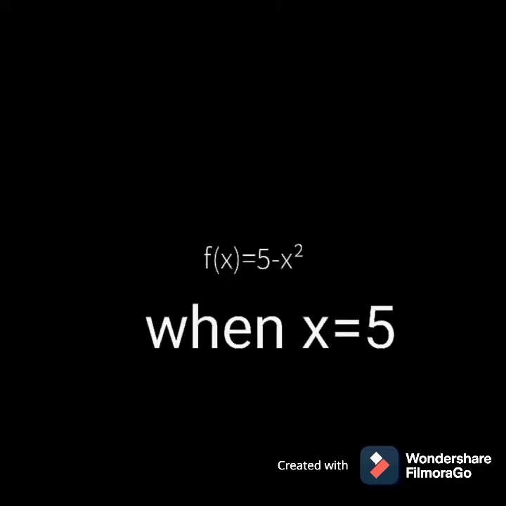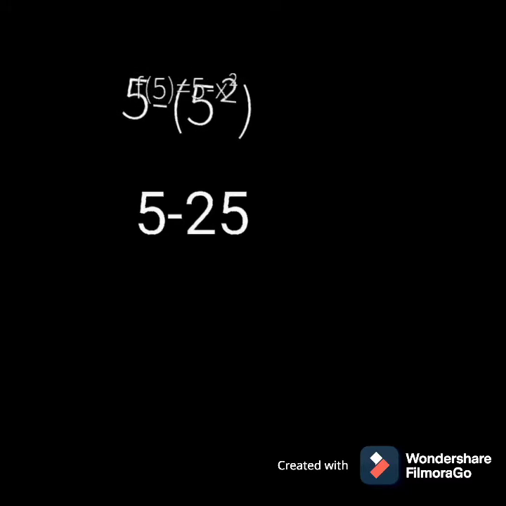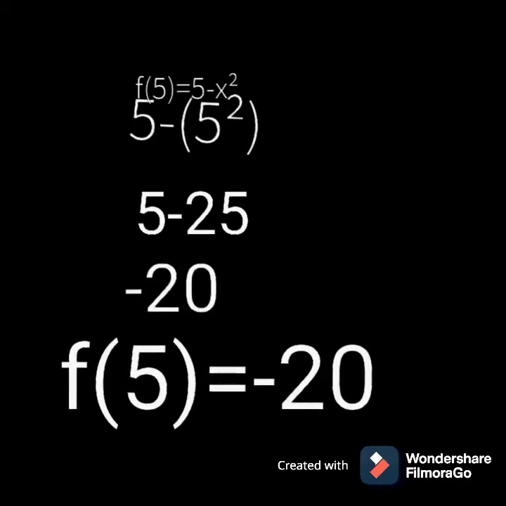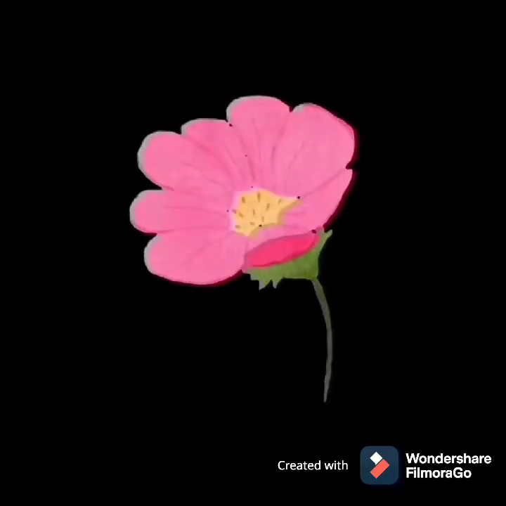So this is a quadratic function because our exponent is 2. So f of 5 is equals to 5 minus x squared. Then we're going to substitute, it is equals to 5 minus the quantity of 5 squared. 5 times 5 is equals to 25. 5 minus 25 is equals to negative 20. Therefore f of 5 is equals to negative 20. Now that we finished evaluating functions, let's proceed to the composition of functions.